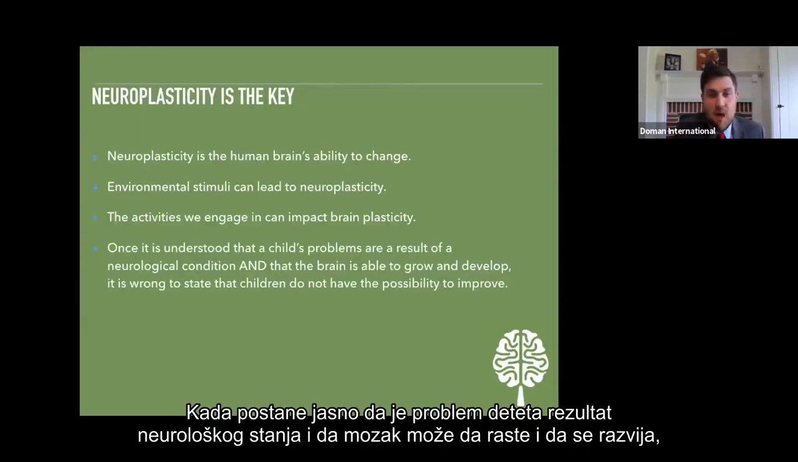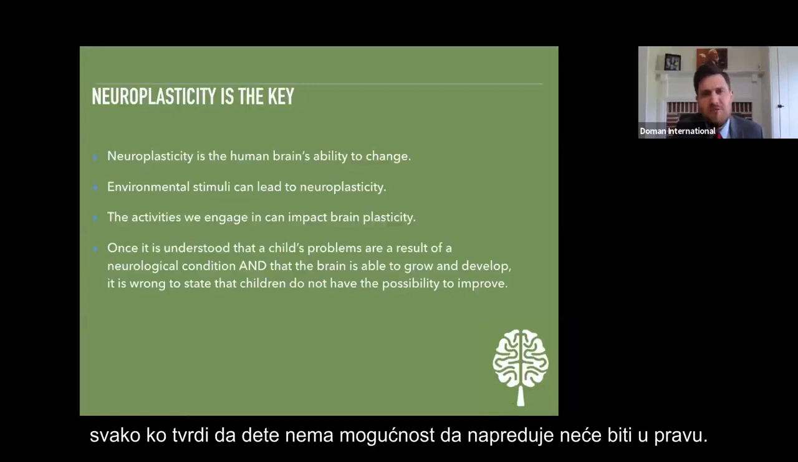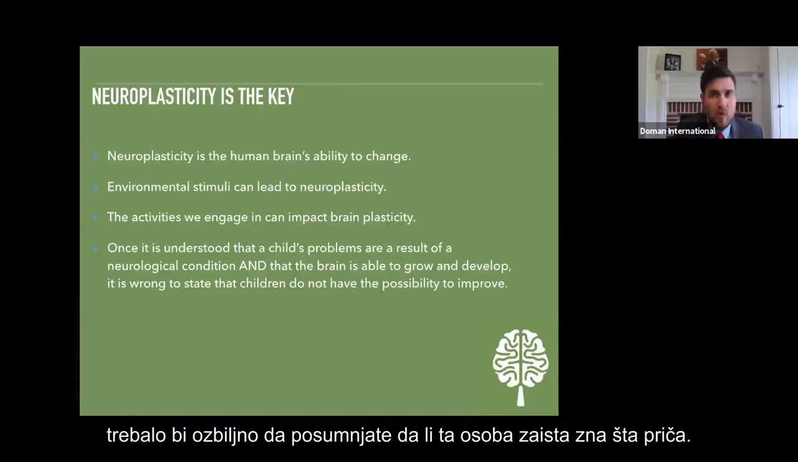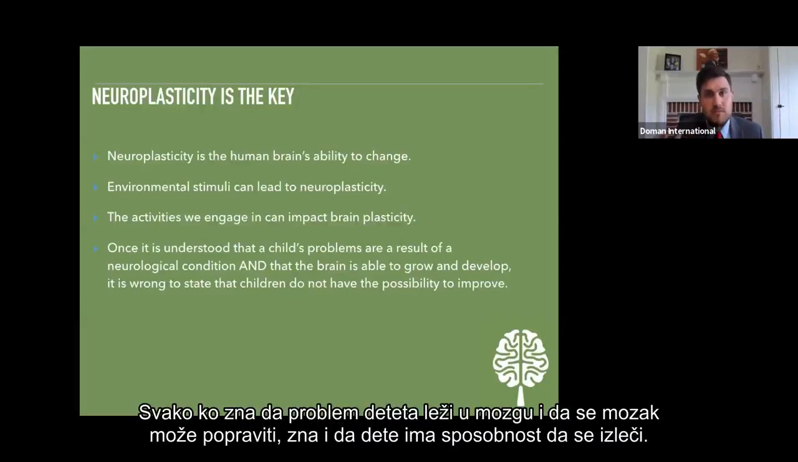Once it's understood that a child's problems are a result of a neurological condition and that the brain can grow and develop, it is wrong for anyone to state that a child does not have the possibility of improving. So if you've ever spoken to a professional who has told you that your child cannot improve or won't get better or won't learn a new skill, well, you should greatly doubt whether that professional really knew what they were talking about. Because anyone who knows that a child's condition is in the brain and that the brain can improve, well, they would know that the child has a capability of getting better.